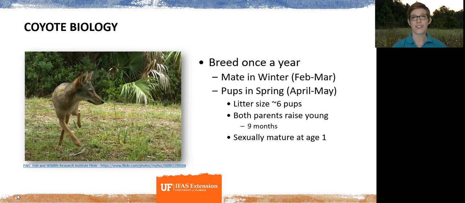Another unique characteristic of coyotes is that both parents raise the young, and they will stay together for 9 months. That's very, very rare in the animal kingdom for both parents to stick together and help raise the babies. And they're sexually mature at 1 year of age. So you can do the math, and their populations can grow pretty quickly.